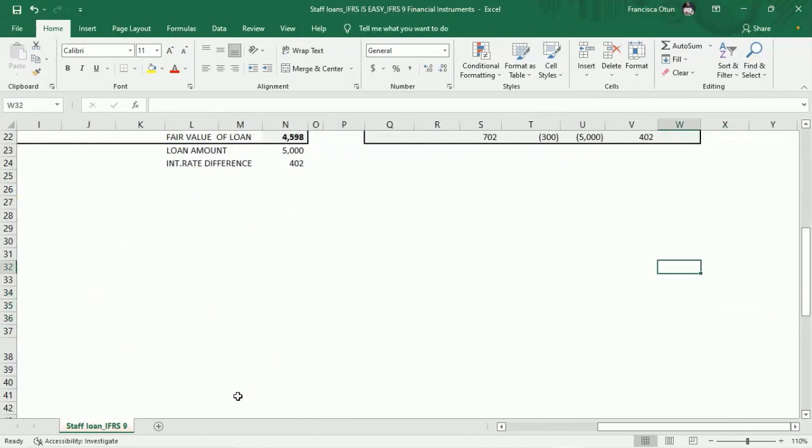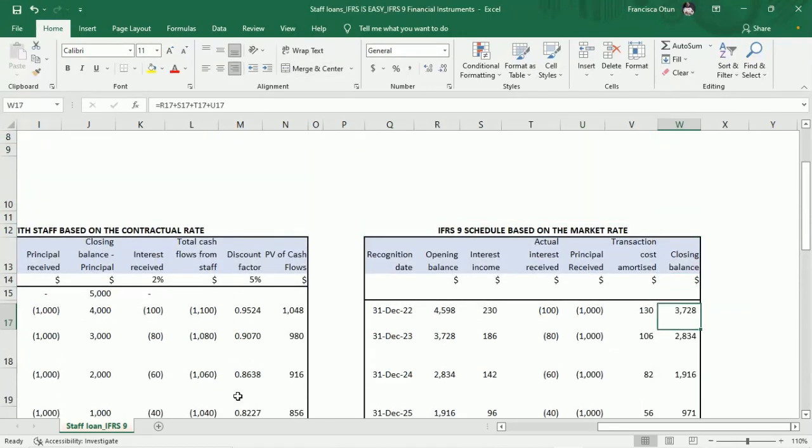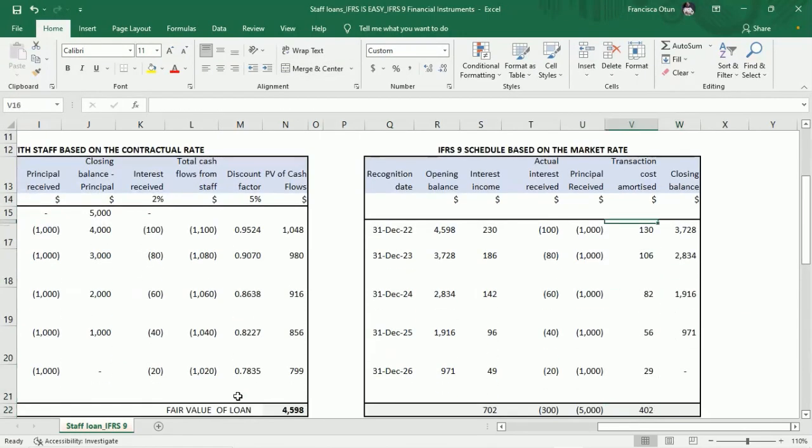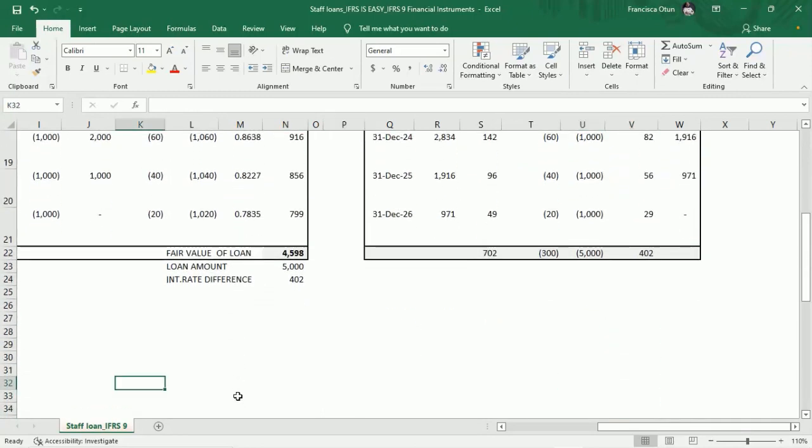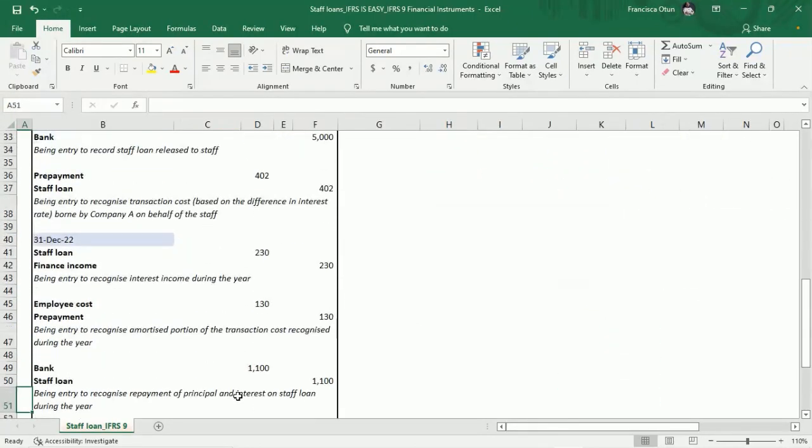So if you come here, you will see how the amortization works. You see that in the first year you amortize 130, second year you amortize 106, and so on and so forth until you finish amortizing the whole transaction cost. So let's now look at what happens at the end of the year. At the end of the year, there's an interest income that we recognize. Now what the interest income does is it increases the amount liable to be paid by the staff because of the delay in payment.